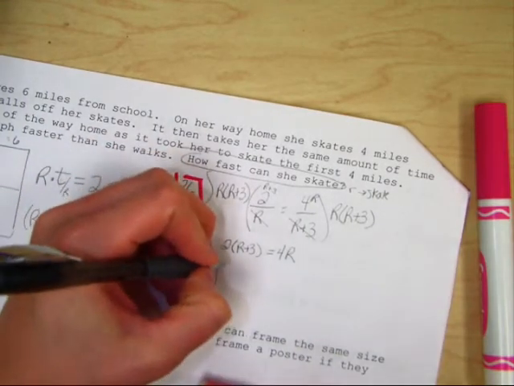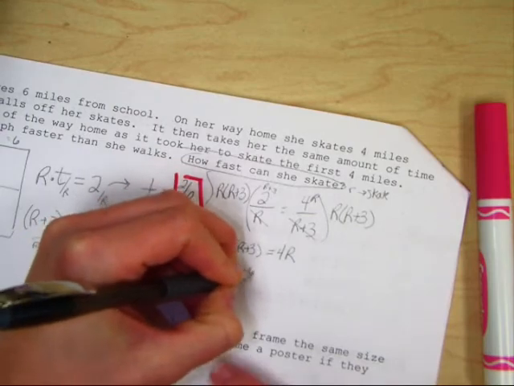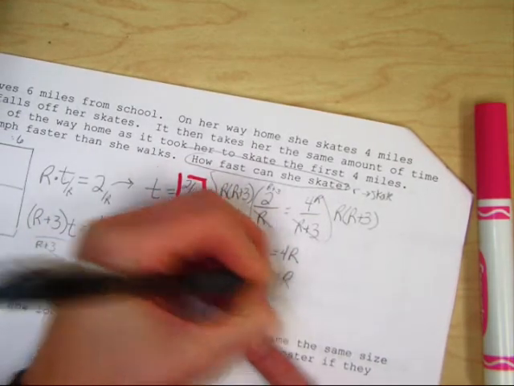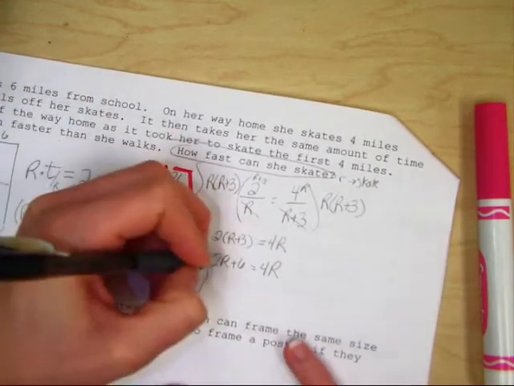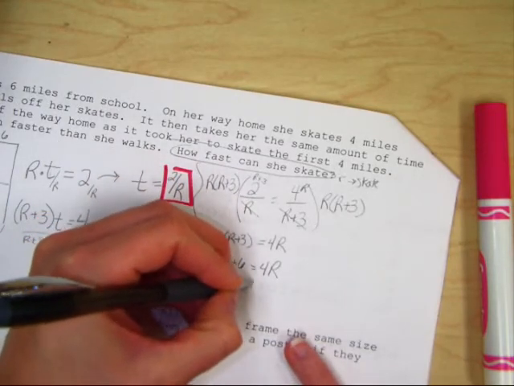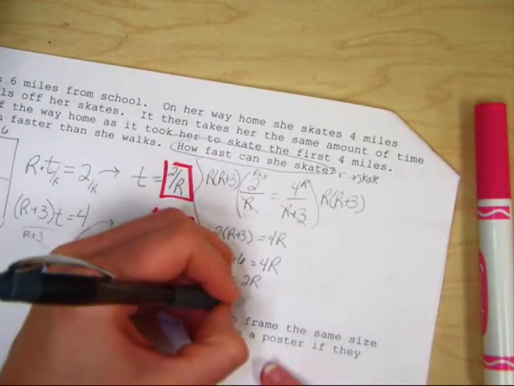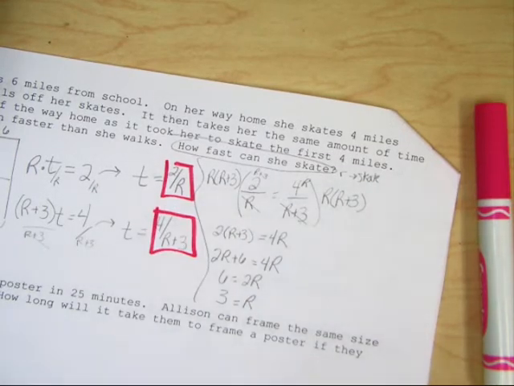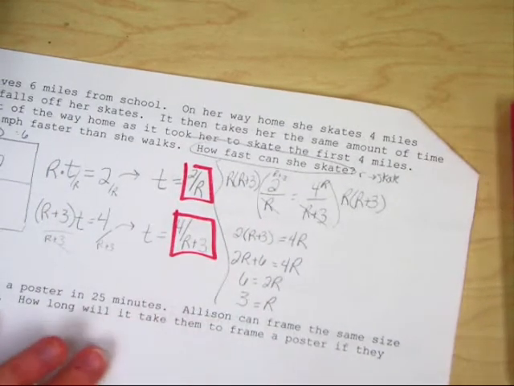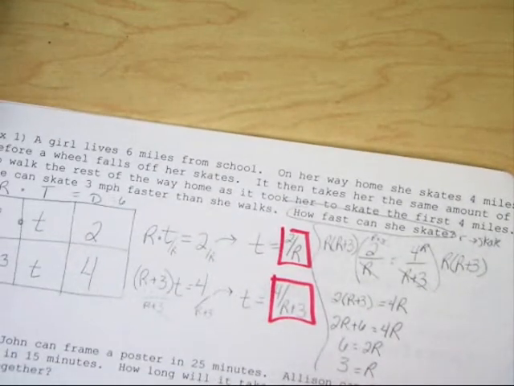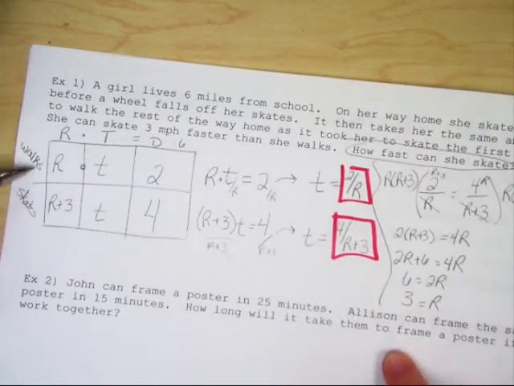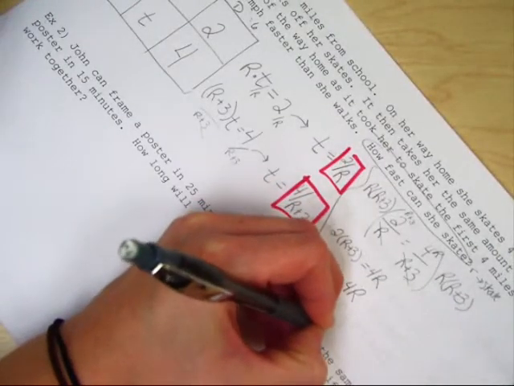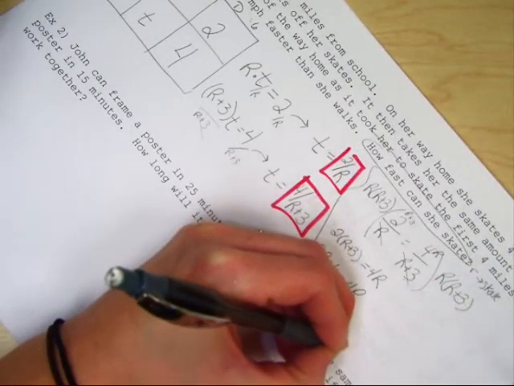Distribute in your 2, so you get 2R plus 6 equals 4R. Take over the 2R, so you get 6 equals 2R. Divide by 2, and R equals 3. Now remember, this is one of your answers, so what you need to do is go back in your chart and figure out what it is. Since we have an R in this column, that is her walking rate. So we can say she goes 3 miles an hour when she walks.